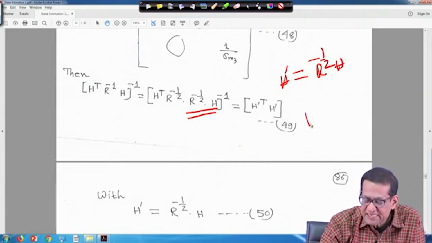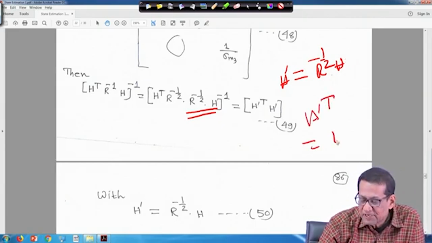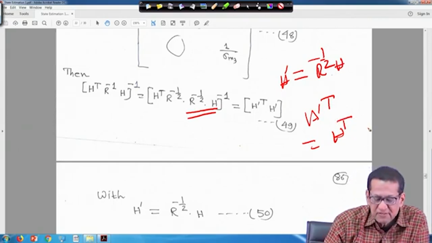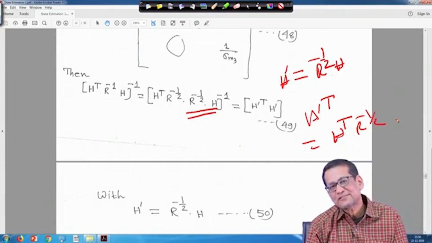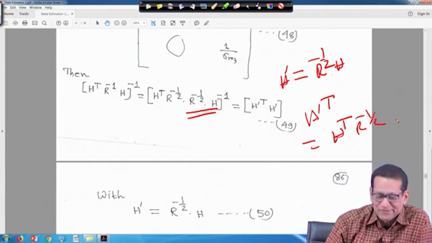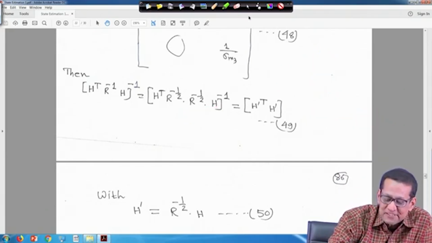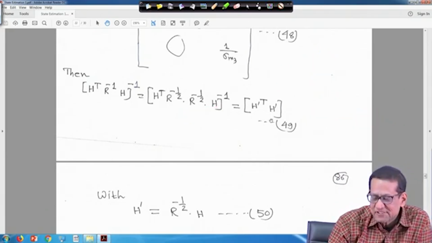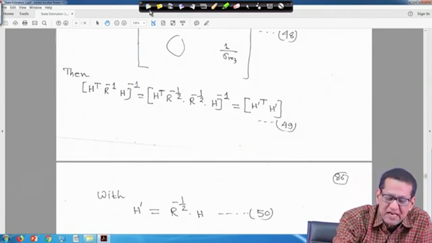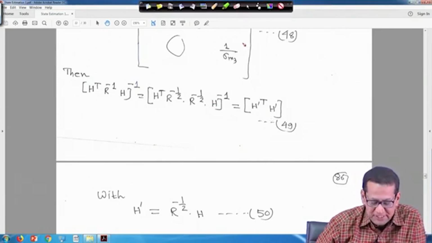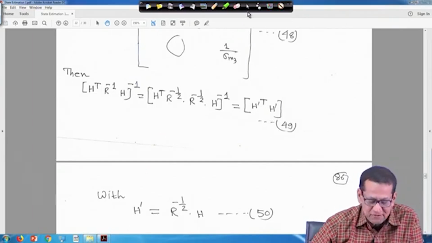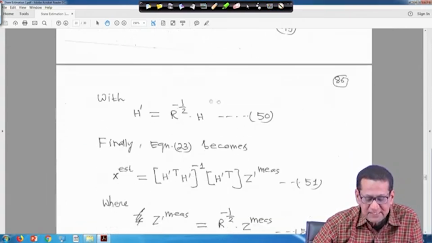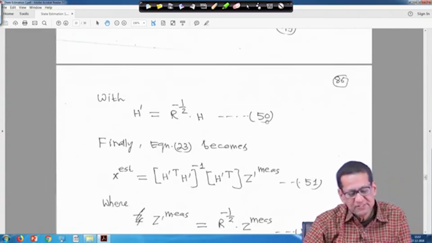This you have, then H dash transpose will become H transpose, right. Then your R to the power minus half, because it is a diagonal matrix, so no question of putting transpose, right. So, that is why we can write H dash transpose into H dash, this is equation 49, right. With H dash equal to R to the power minus half into H, that is equation 50.